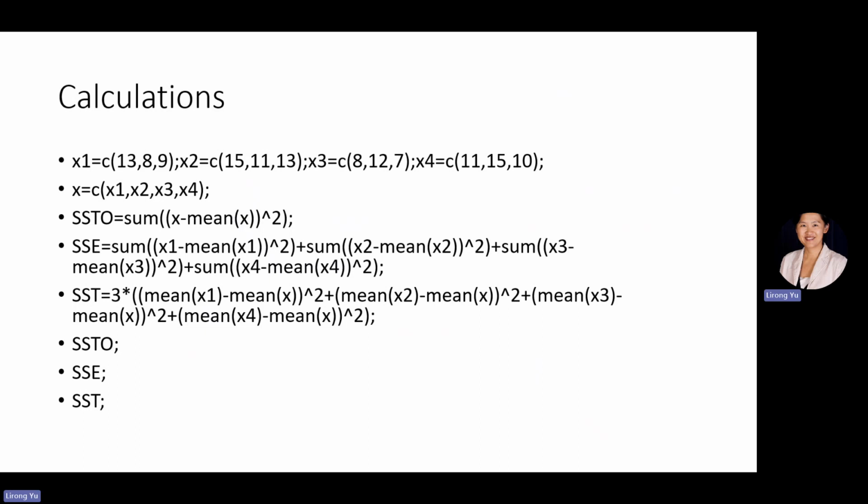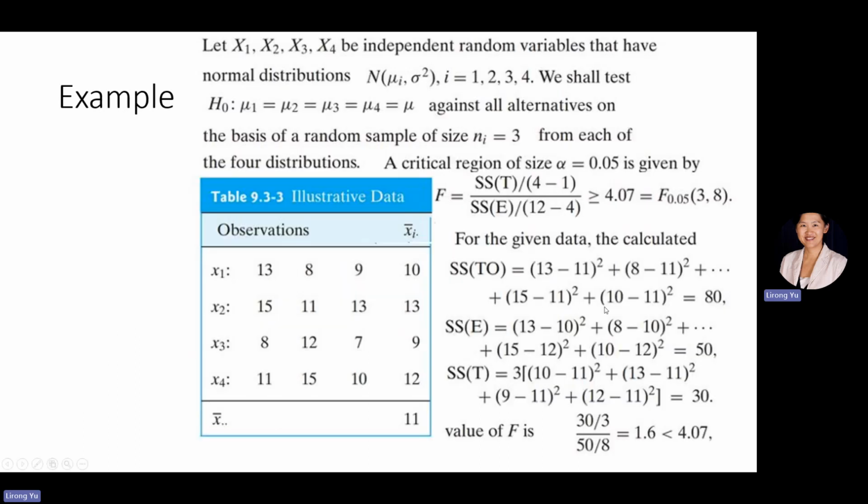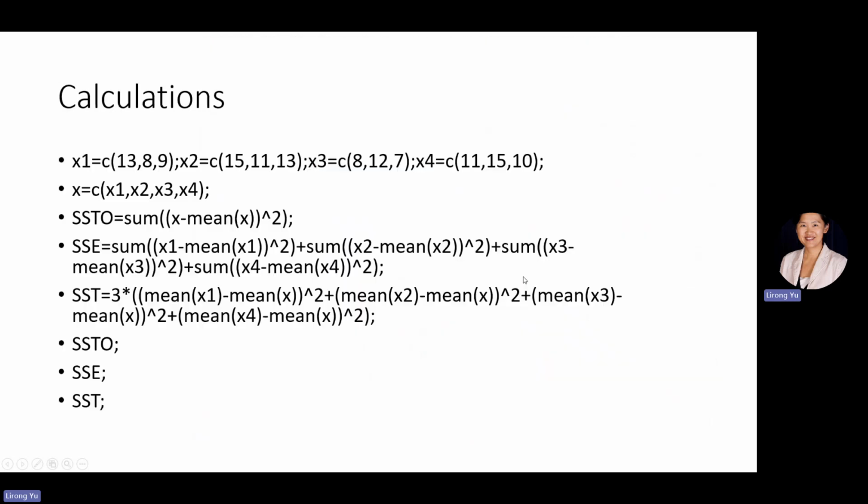So the first one is essentially what we did with SSTO, and the second one is the summation square for the error term. Then you have to do x1, x2, x3 individually. You have x1 minus the mean of x1, squared, added together, and x2 minus the mean of x2, squared. That's the summation of squares for each data set, and you do the same for all of them. And they're not the same, right?